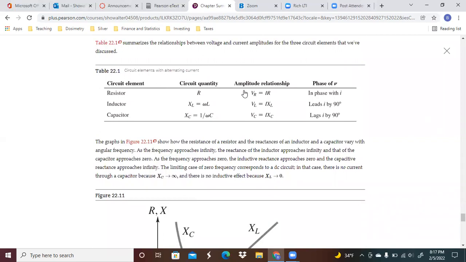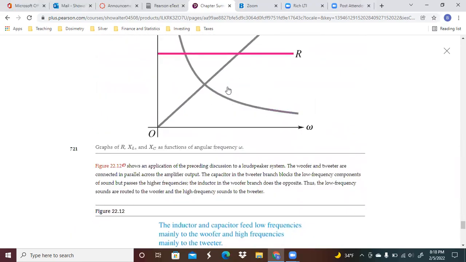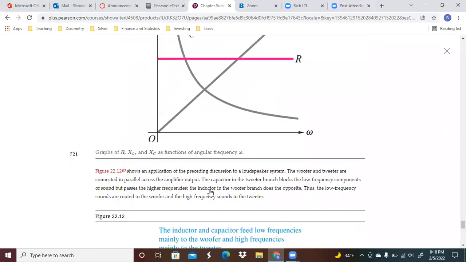Now, if we are looking at circuit elements with alternating current, we have what those elements are here. We have the circuit quantity, basically, what does resistance look like with each one of these? The amplitude relationship, how does the voltage vary with these attempts to model the resistance? And how does the voltage react as far as the phase with the current? And this is a table that describes all of that. If you were to plot it, this is what it would end up looking like.